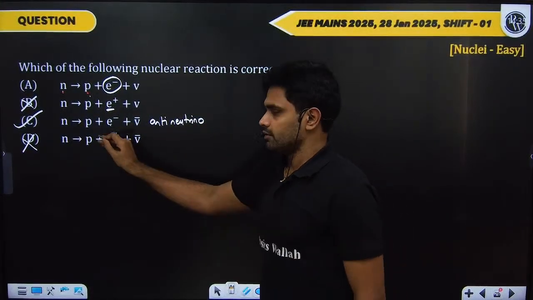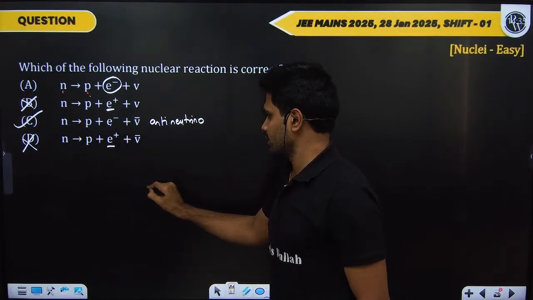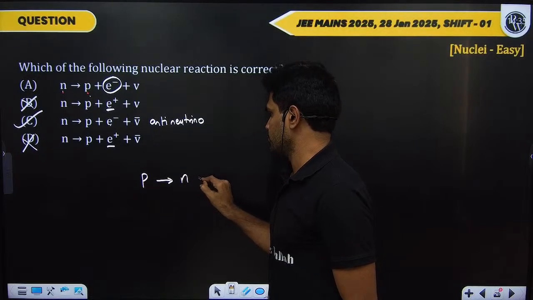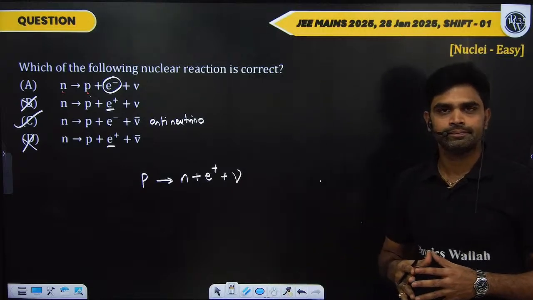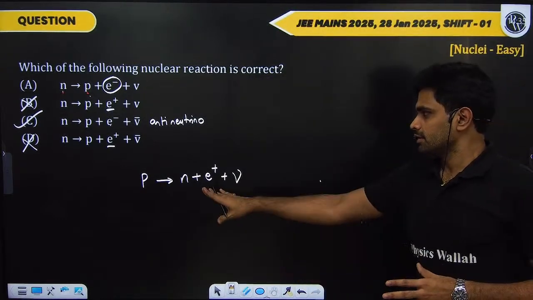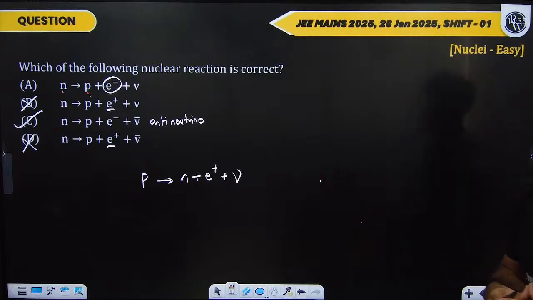The spin-off for this question would be the beta positive decay. In beta positive decay, a proton decays into a neutron plus a positron, plus a neutrino.